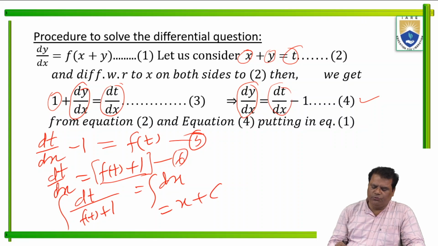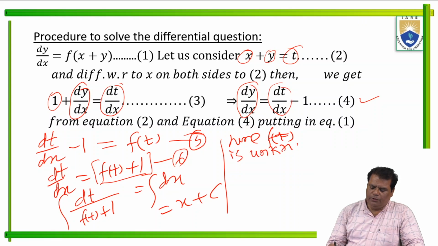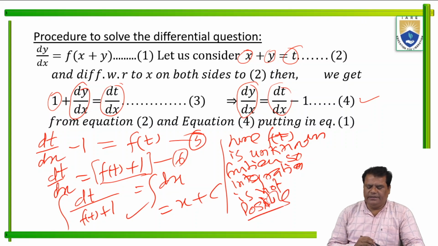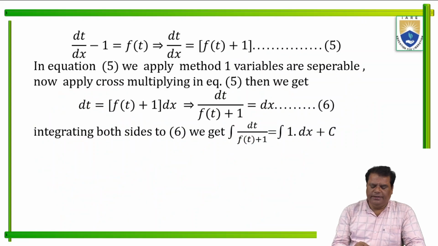But here f(t) is an unknown function, so integration is not possible. If f(t) is known, then we can integrate this function. So next, dt/dx minus 1 equal to f(t), dt/dx equal to f(t) plus 1, this is equation 5.